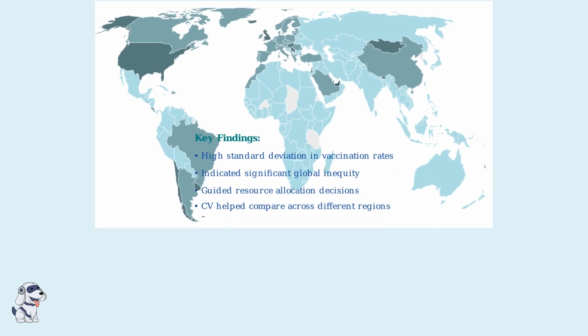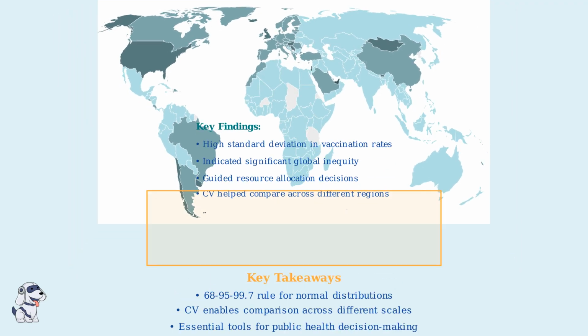Understanding standard deviation interpretation and coefficient of variation is essential for public health professionals. These tools help us quantify variability, compare different data sets, and make informed decisions about health interventions and resource allocation.